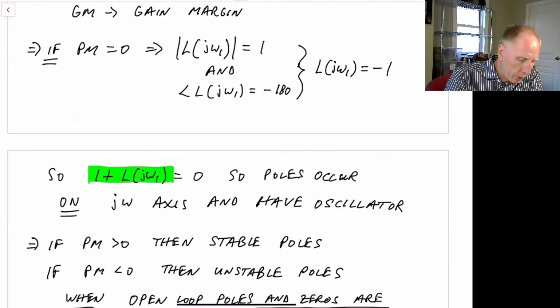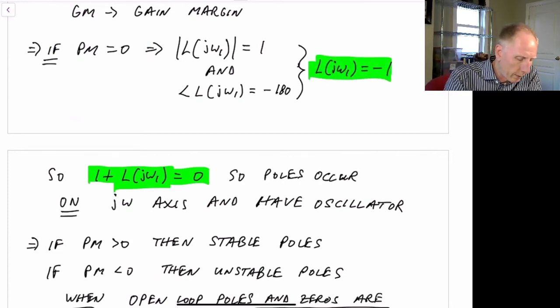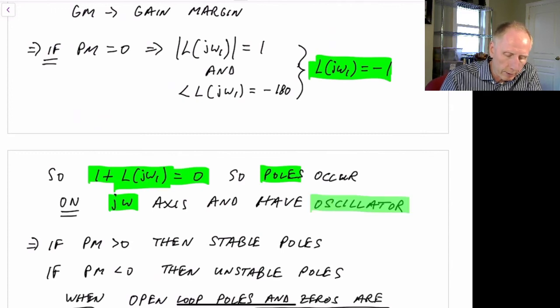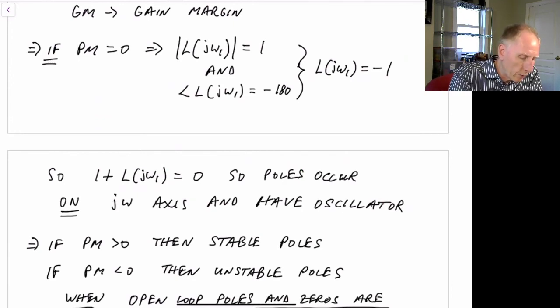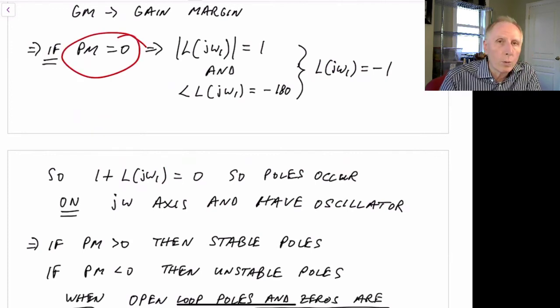So if 1 plus L(j omega 1) was equal to 0, this would occur because our L of j omega 1 is equal to minus 1. So 1 plus minus 1 is equal to 0. So our poles occur right on the j omega axis, and we'll have an oscillator. So that's why this phase is so important. In the case where our phase margin is equal to 0, it turns out that we'll have an oscillator. The real part of the poles will be exactly 0.